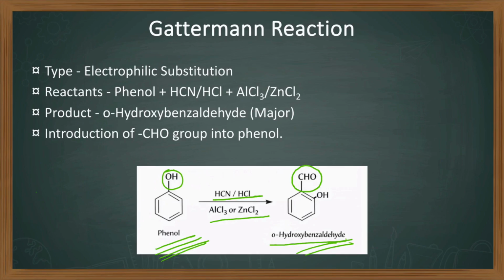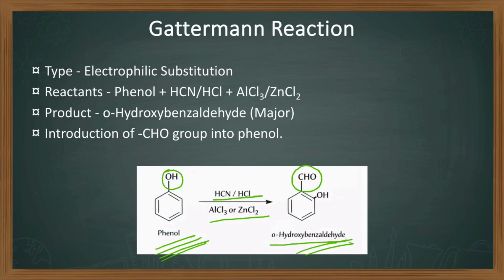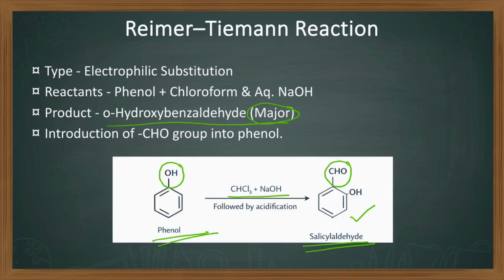So you can see clearly the reactant and the product are the same in both these cases, that is Reimer-Tiemann reaction and Gattermann reaction. However, the reagents used are completely different. In Gattermann reaction, it is HCN or HCl in the presence of a Lewis acid catalyst, whereas here it is chloroform and sodium hydroxide.